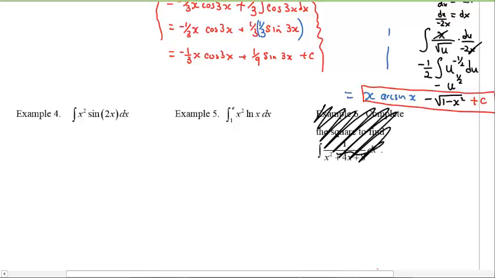Okay. And once again, the hardest part is figuring out u and dv. And then once you've done that, you're on your way because you just plug it into ultraviolet voodoo. Go for it. By the way, that means pause the video, try it, and come back.